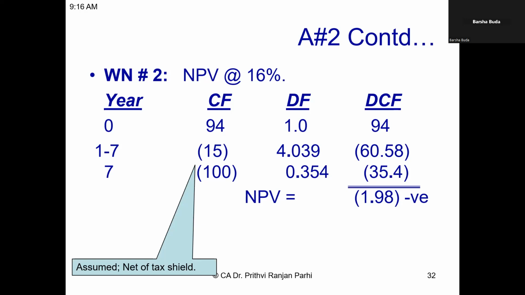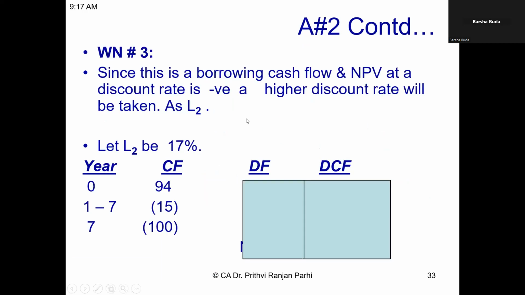But NPV is coming negative here. To compute IRR, we have to compute one more NPV. Since NPV is coming negative here, what are we going to do? We are going to go for a higher rate. Let us go for another discount rate, a little higher. Let us say we are discounting at 17%. At 16%, it is coming negative. If you discount at 17%, similarly, you have to refer to the table. 17% factors will be different.